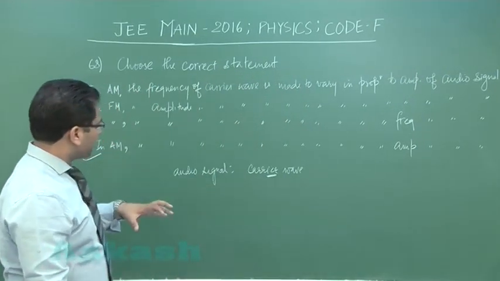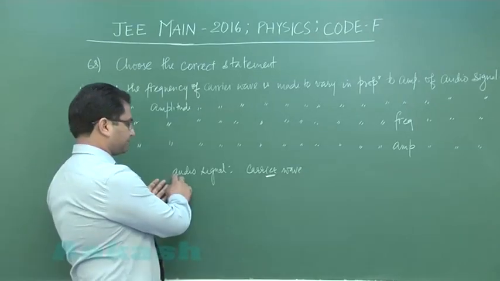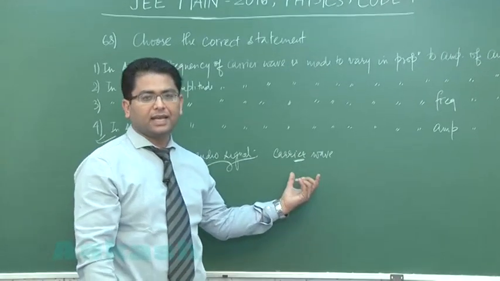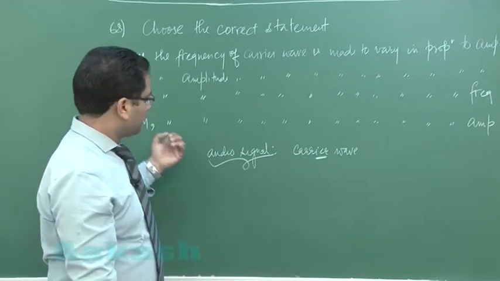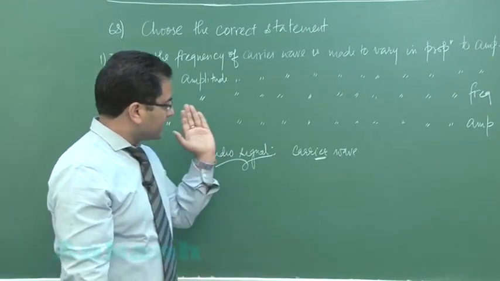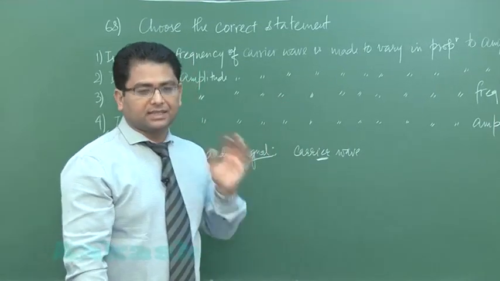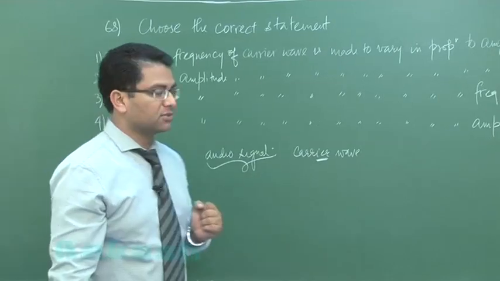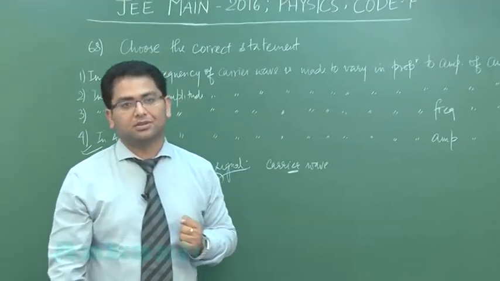So in FM, the audio signal controls the frequency of the carrier wave, and in AM, the audio signal controls the amplitude of the carrier wave. That's a fundamental difference, quite an easy one. So that ends question number 68. We'll move now to question number 69.